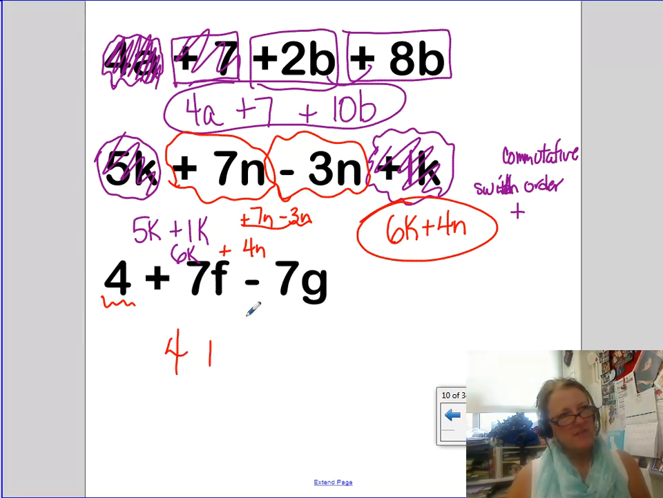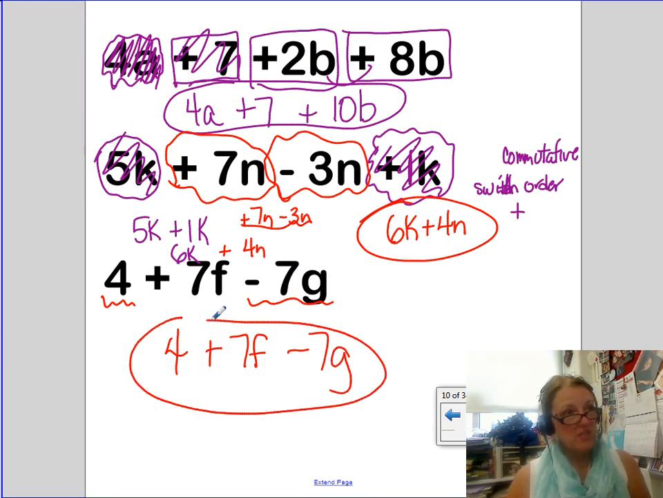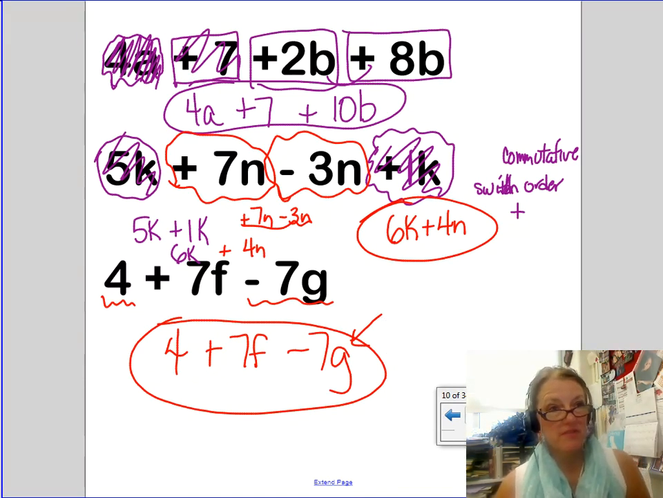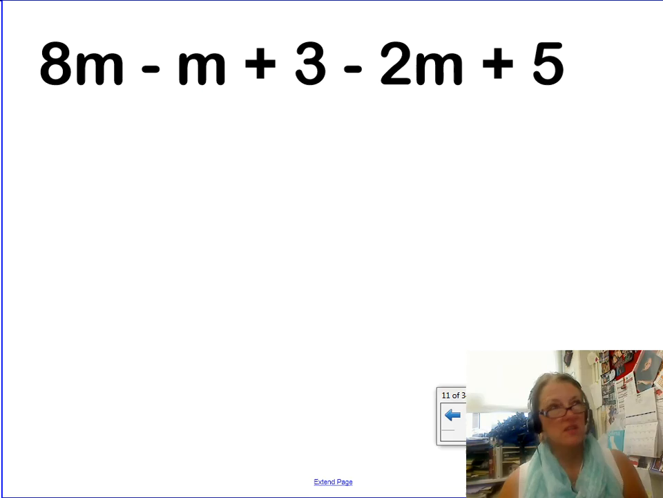A 7f, no f terms, so 7f has to come on down. Then I have this minus 7g. Guess what? 3 terms, none of them had any like term further on in the expression, so you can't simplify it. You can either rewrite it or simply write, I can't simplify it. Last but not least, let's look at this one. 8m minus m plus 3 minus 2m plus 5. 1, 2, 3, 4, 5 terms in this expression.